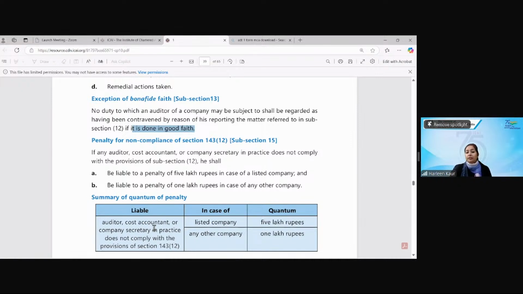And if the auditor, cost accountant, or company secretary does not comply with subsection 12, then a penalty of rupees 5 lakh applies in listed companies, and for any other company, meaning unlisted company, 1 lakh. So listed companies will be liable to a fine of 5 lakh rupees, and unlisted companies will be liable to a fine of 1 lakh rupees.